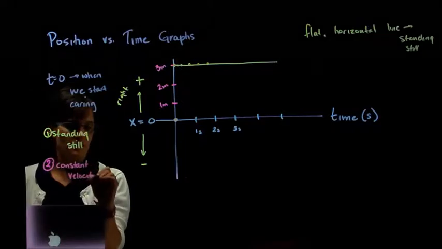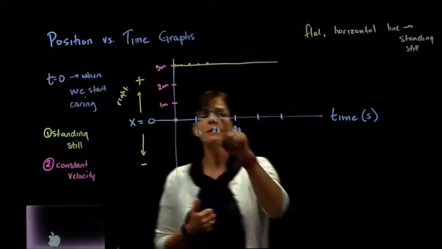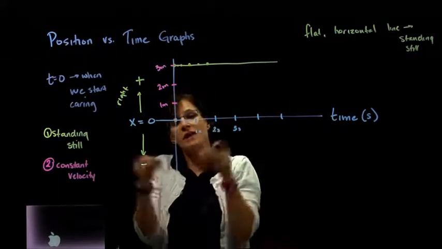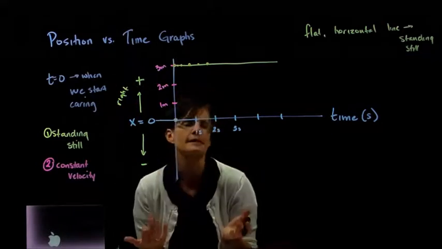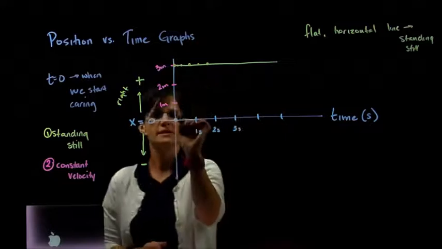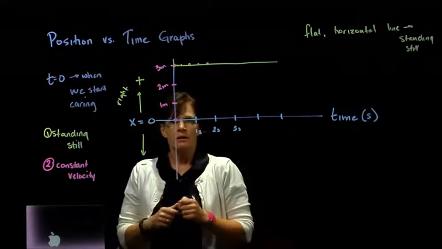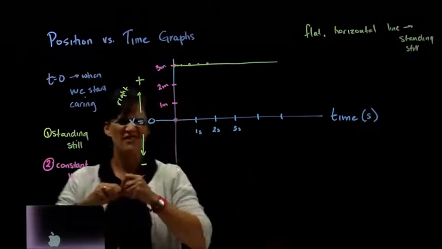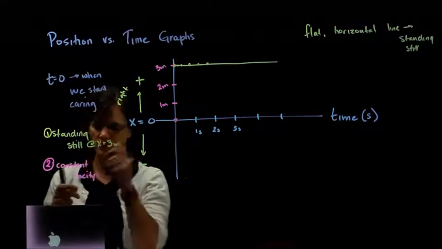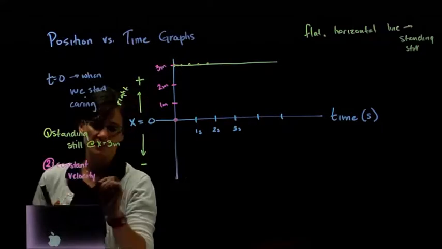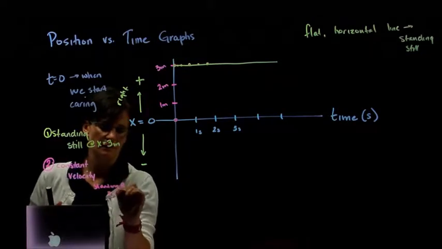Now, how do we know where the object is starting? Well, we're still going to define where the object started when I start carrying time at point 0. So let's say it started at the origin. So in this scenario, we'll use the origin as our initial position. Okay, here, let's just define this. Standing still at x equals 3 meters. And we'll move at a constant velocity starting at x equals 0.